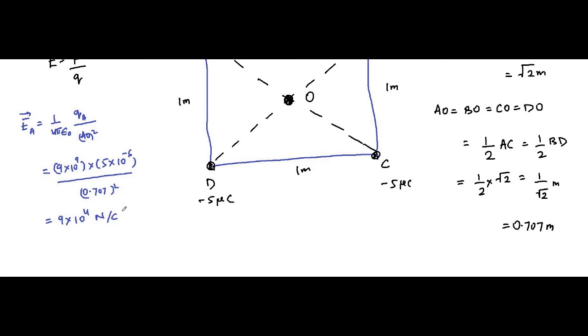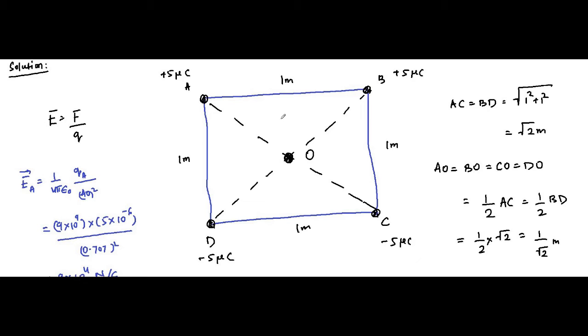Okay, now let us denote it. This vector will be in this direction, like this. That is EA vector in this direction, because the force will be repelling type, so it will be directed away. Now please pay attention.